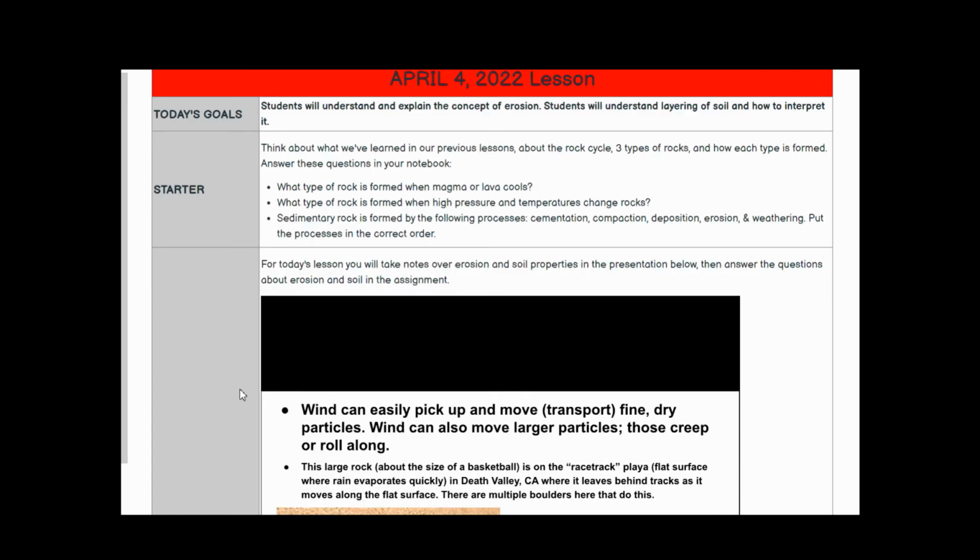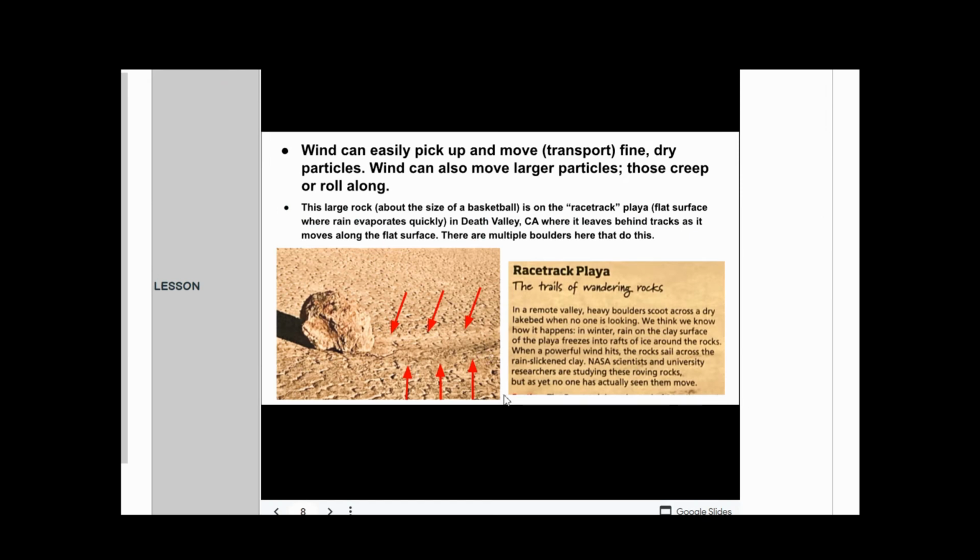They can even cause really large objects to move. This is about a boulder about the size of a basketball. This is in a region called the Racetrack. This is one of the playas in Death Valley. And again, that's a place where, when it rains, it flash floods and then it gets sucked into the soil very quickly. It turns it briefly into mud.